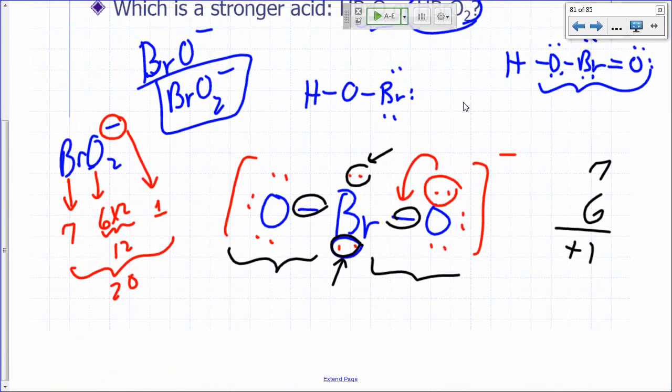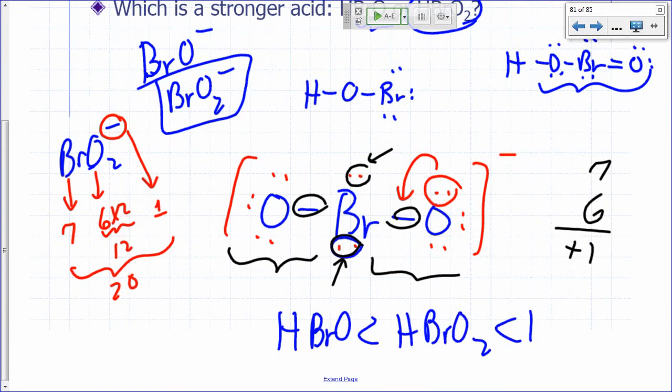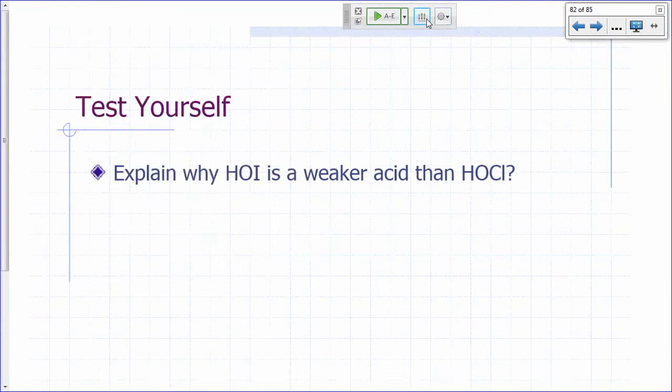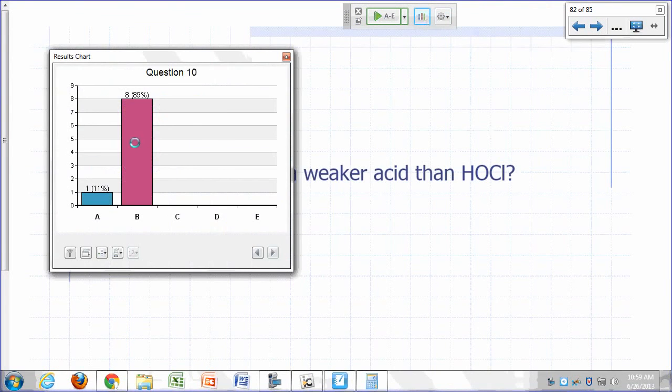A good way to remember this trend right here: HBrO is going to be weaker than HBrO2. It's going to be weaker than HBrO3. It's going to be weaker than HBrO4. A good way to remember this is to just remember that HClO4 is one of the 6 strong acids, perchloric acid. And all the other acids then, so HClO you would expect is weak, right? So it's weaker than HClO4.